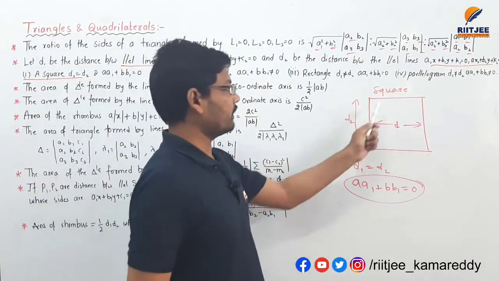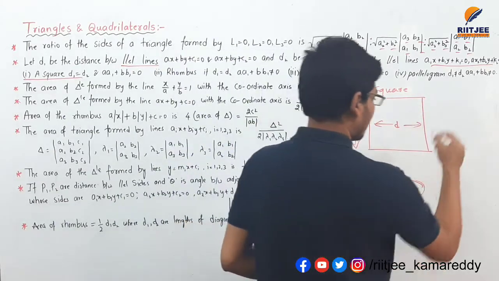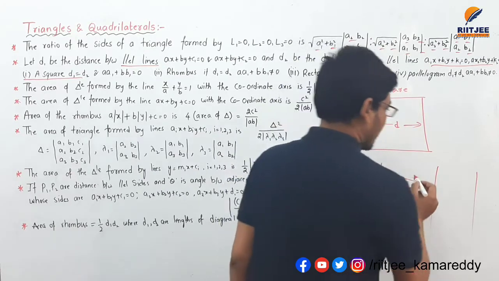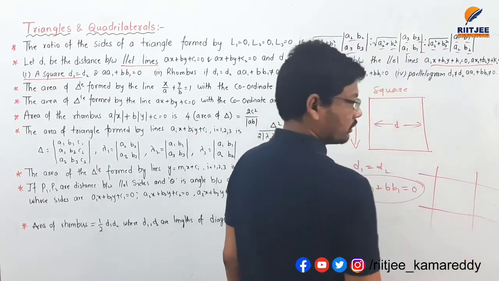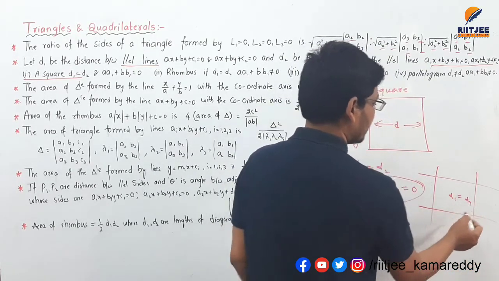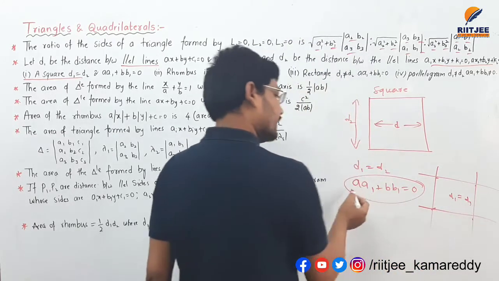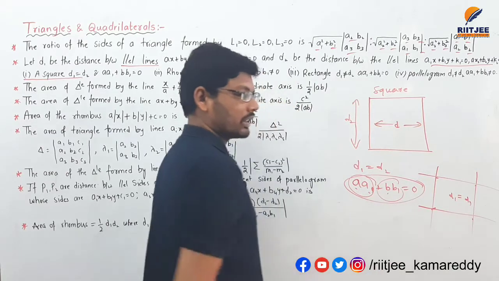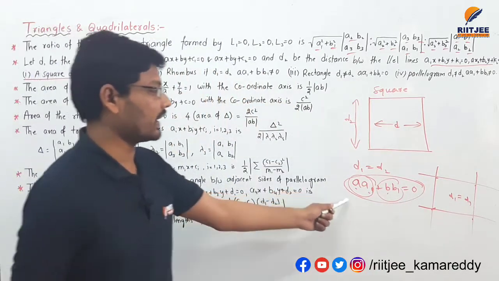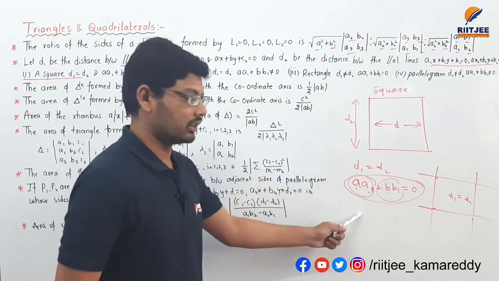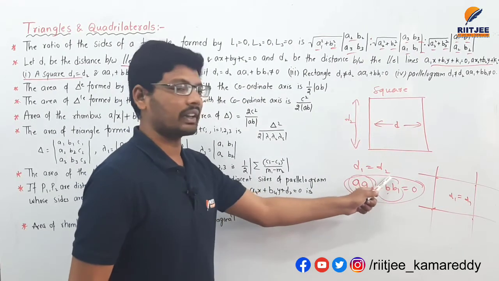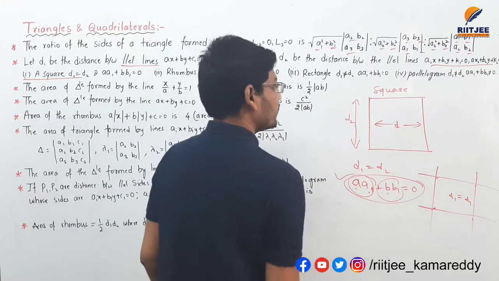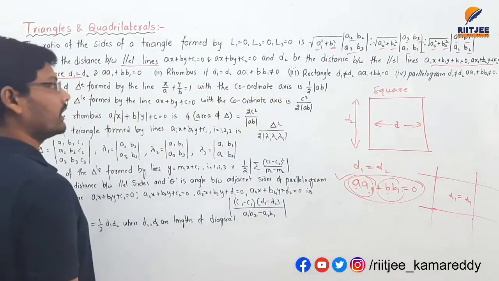Here the distance between these two parallel lines is the same. If you take it like this, this is d1 and this is d2. d1 equal to d2, then it will become a square when the condition a1 plus b1 is equal to 0 is satisfied here. If both the distances between the two parallel lines are equal, and if the condition is satisfied, then the figure is said to be a square here.